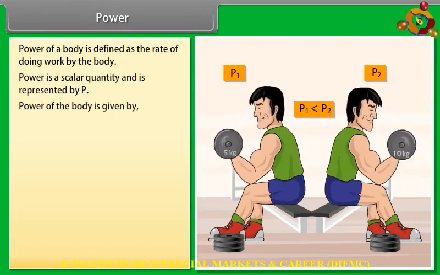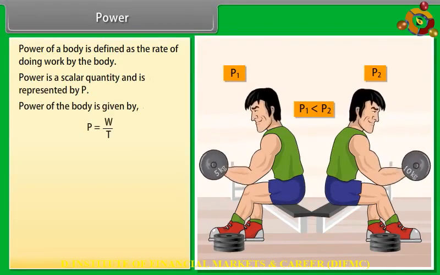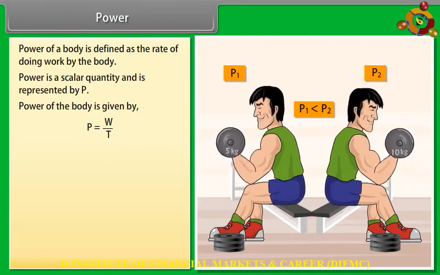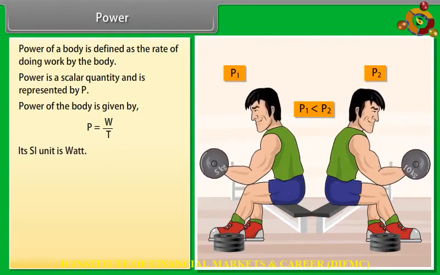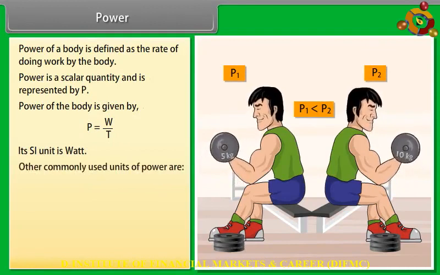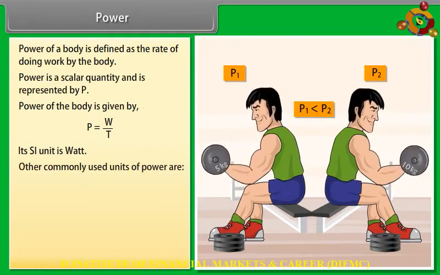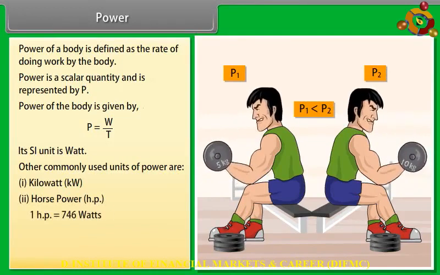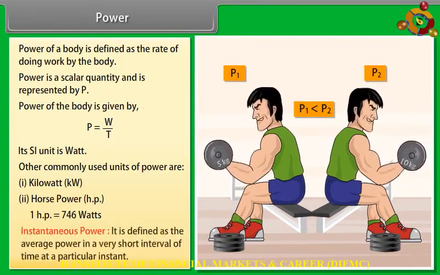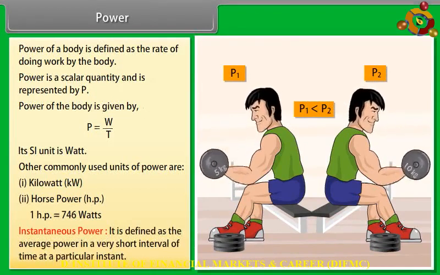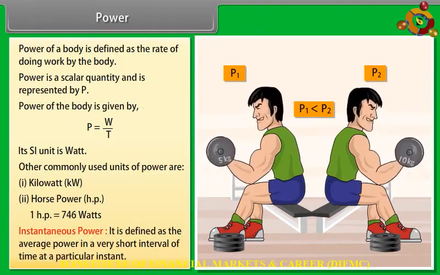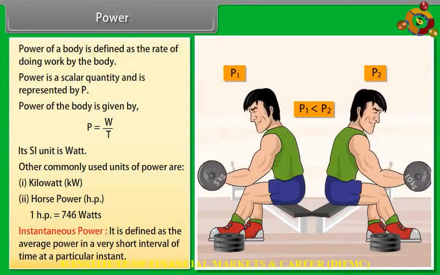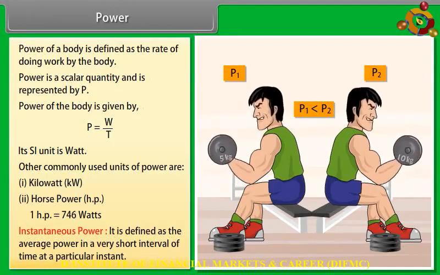Power of a body is given by P = W/T. Its SI unit is watt. Other commonly used units of power are kilowatt and horsepower. 1 horsepower is equal to 746 watts. Instantaneous power: it is defined as the average power in a very short interval of time at a particular instant.